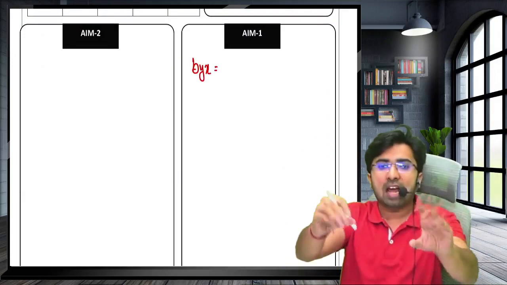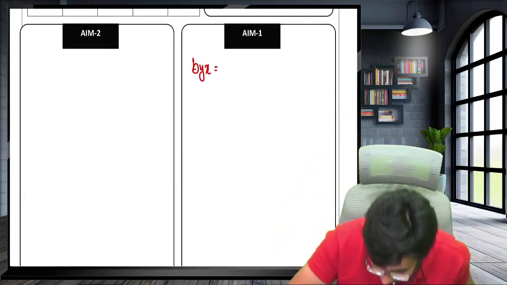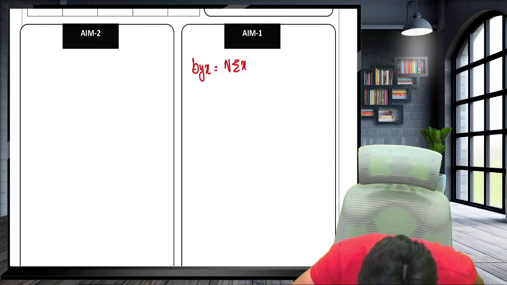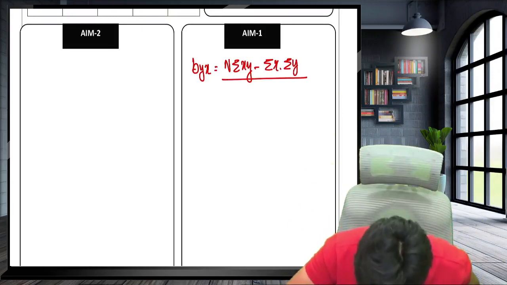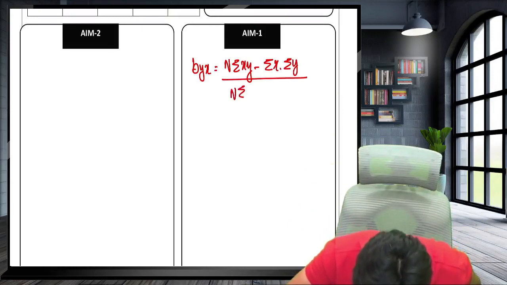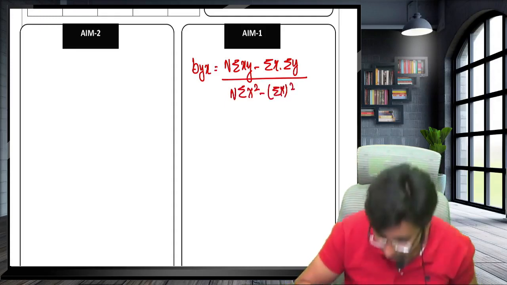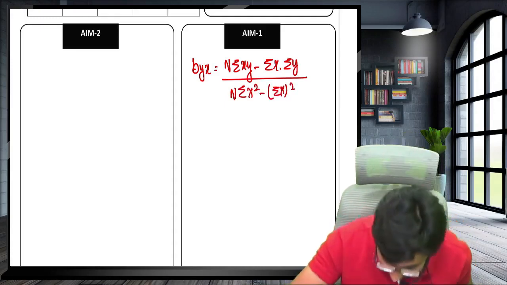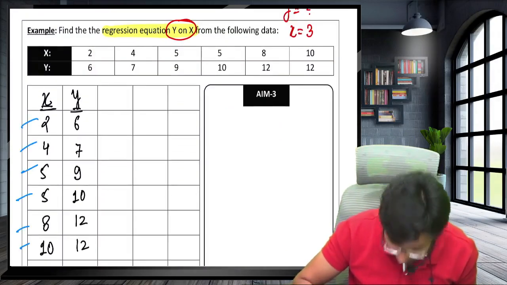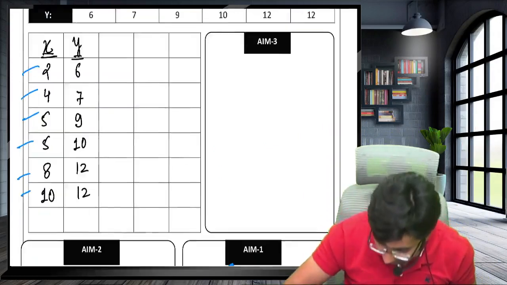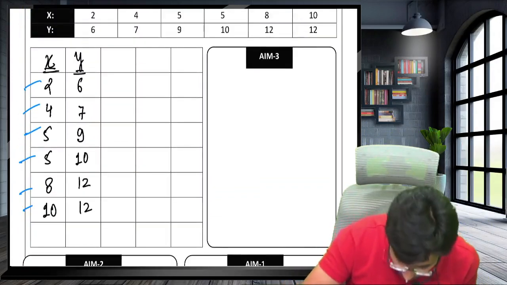Sir, we have all the observations, so we can compute the summation of xy, the summation of x, and the summation of y. Then in the denominator, we will have n summation x square minus summation of x whole square. Now we can have everything. Guys, what is n? N is the number of observations: 1, 2, 3, 4, 5, 6. So we have n. After that, we want x into y.